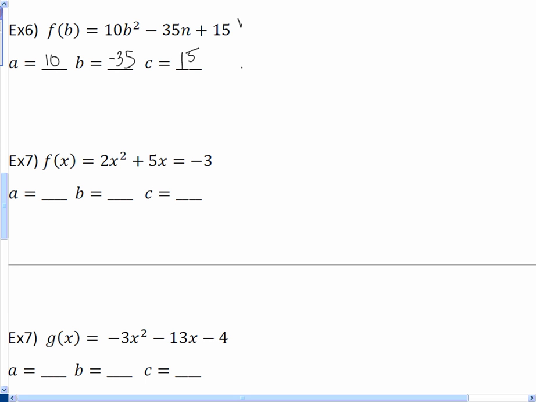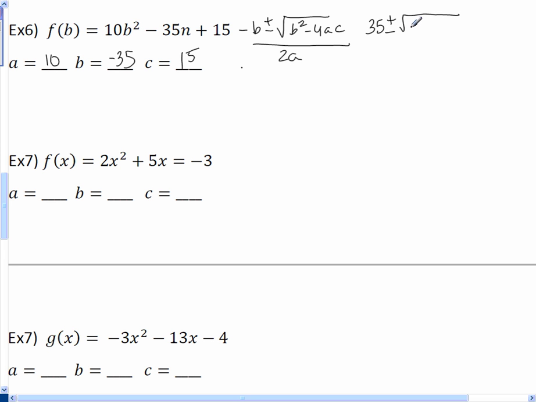Do the quadratic equation. Ugh, how many times are you going to do this? The equation says negative B plus or minus the square root of B squared minus 4AC, all of that over 2A. Fill in the blanks. Negative of a negative 35 is 35, plus or minus the square root of what? Square root of B squared is what?